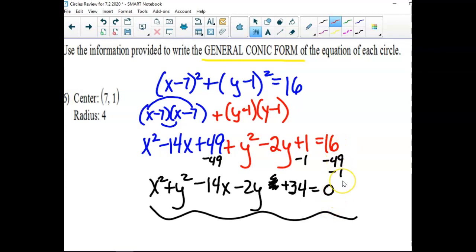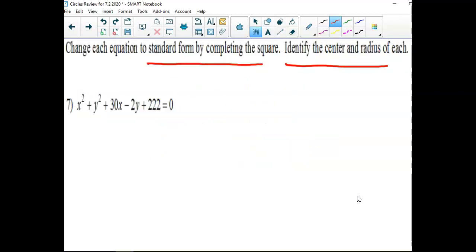16 minus 49 minus 1 is negative 34, but if we added it back over to this side so that it equals 0, I'm still combining the like terms. Good question, because I went by that really fast. Not going to ask you that on a quiz, but I want you to think about what we did and how can we make this go the other direction.